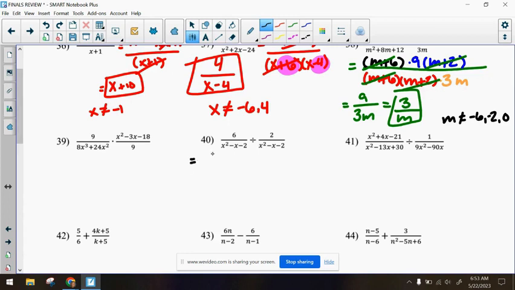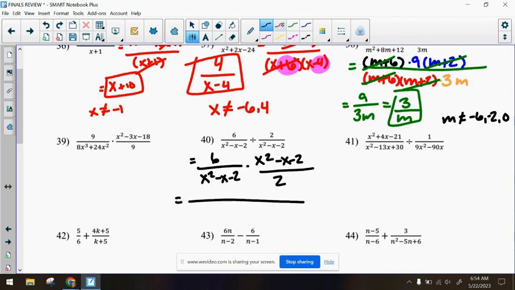So this is really 6 over x squared minus x minus 2 times x squared minus x minus 2 all over 2. So now I make it the same thing as I did on number 38, one big fraction where I bring down all of the factors. So 6 doesn't have anything that it reduces with, so that one stays. I'm going to move on to the denominator.